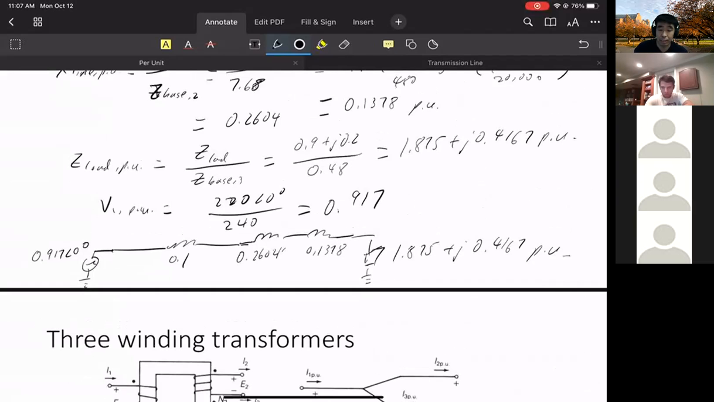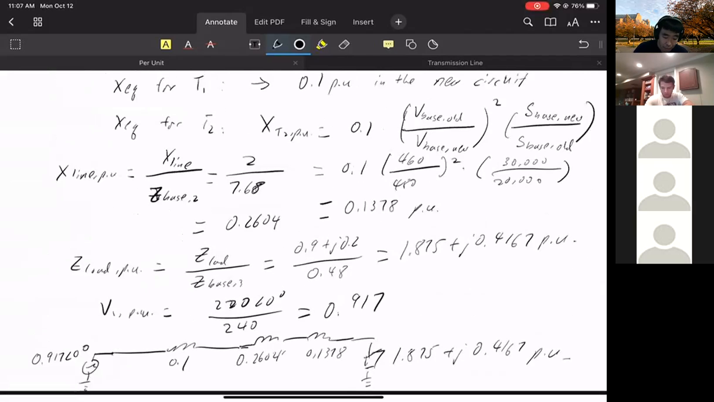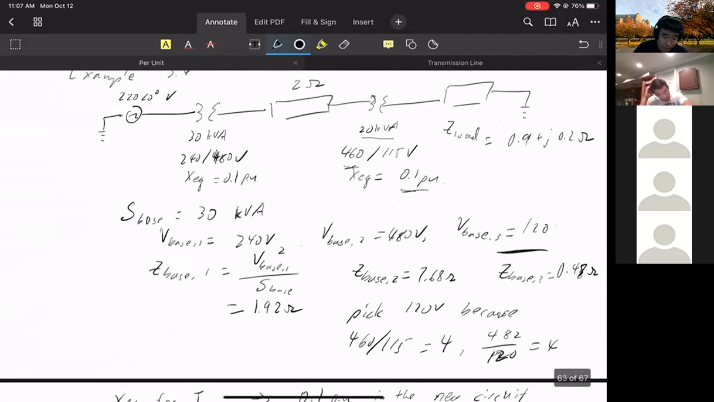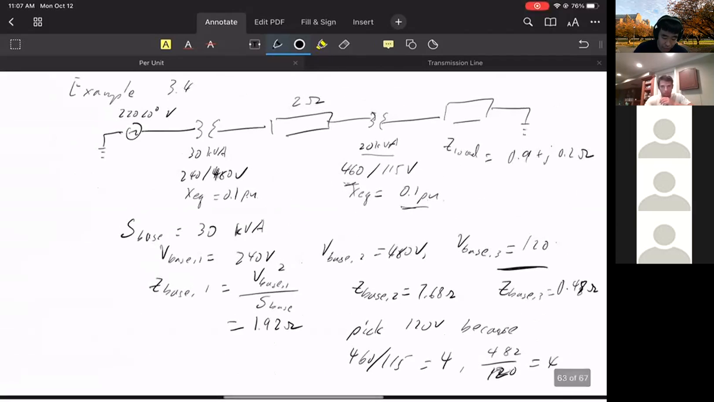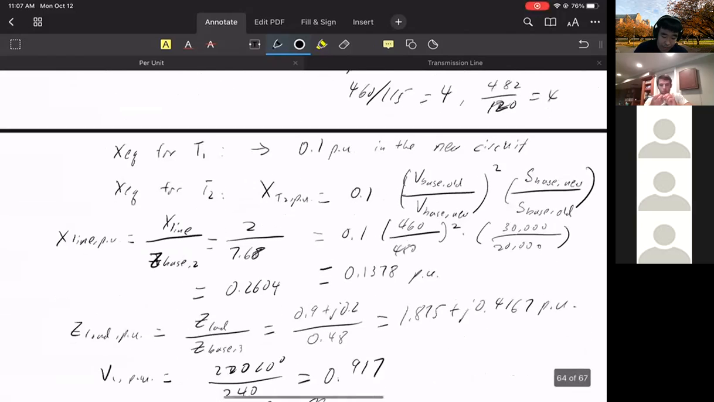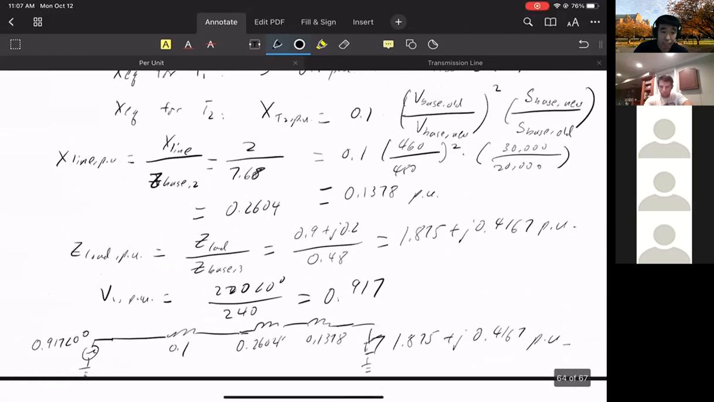Yeah, so I think that's a good point. Once we pick 240, then we set on 240, then 480 has to be the choice, and everything else is determined by the turns ratio.